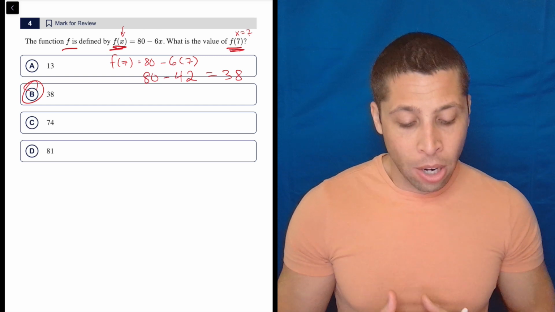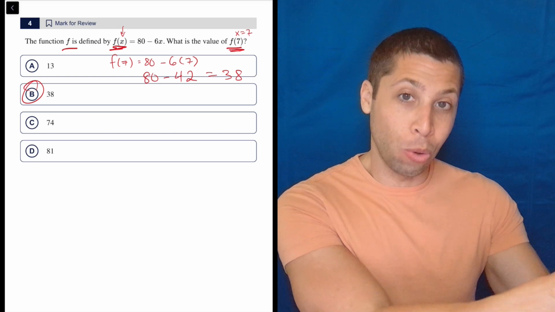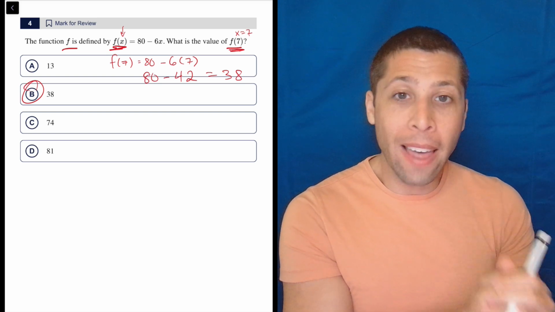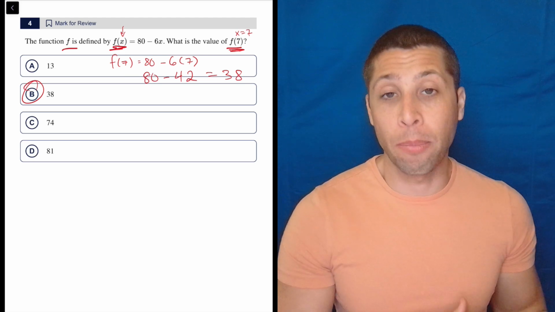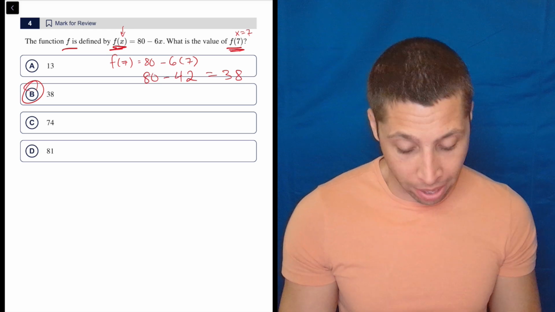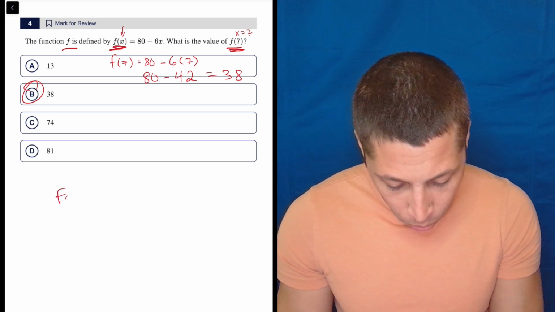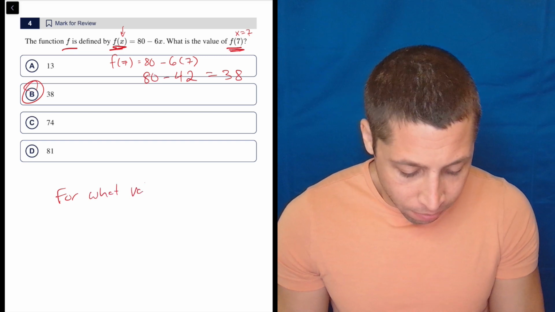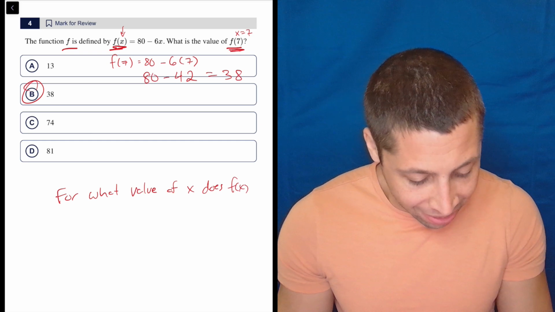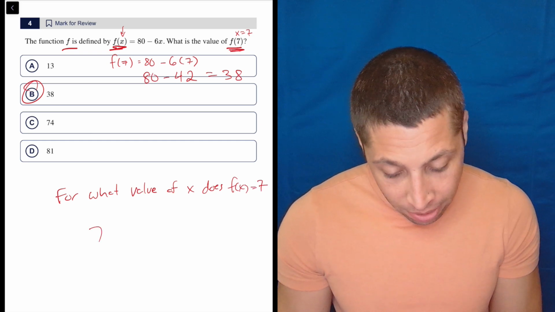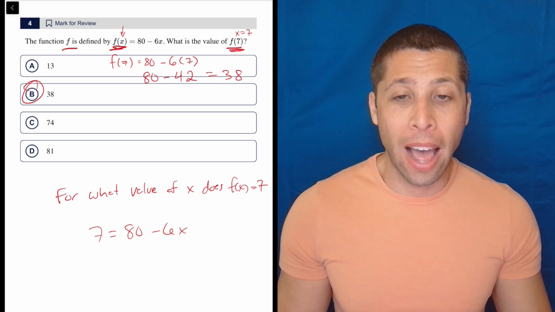So that's it. But there are other things that we could be asked. They could ask us, for what value of x is f of x equal to 7? And that's much more wordy, and usually when you have those wordier questions, that means that you're going to find x by substituting the 7 in for the y, for the f of x. So that doesn't happen here, but just to show you, for what value of x does f of x equal 7? If we wanted to solve that, 7 is equal to 80 minus 6x.